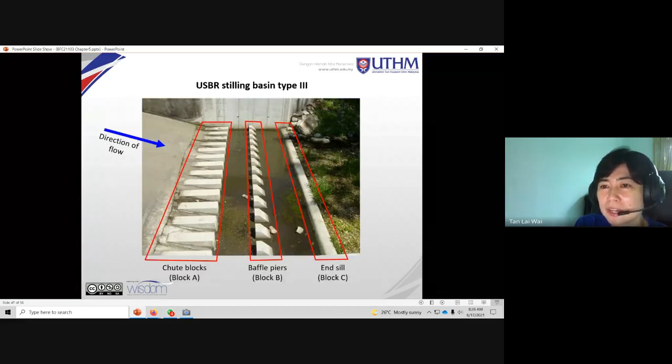Now, this is the USBR stilling basin type 3. You see that I've highlighted it.